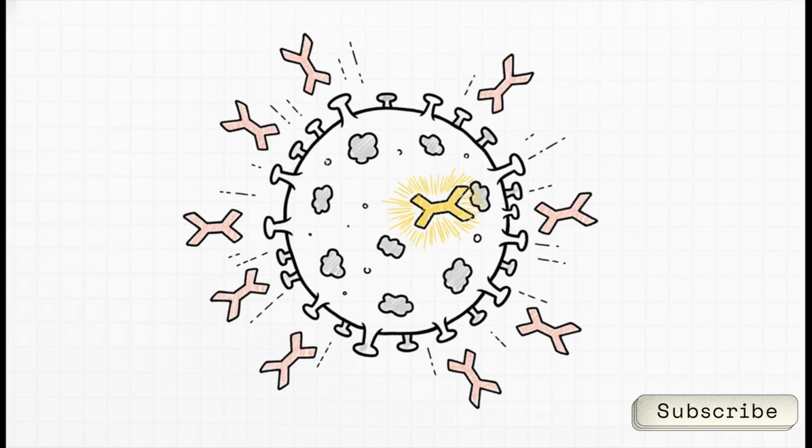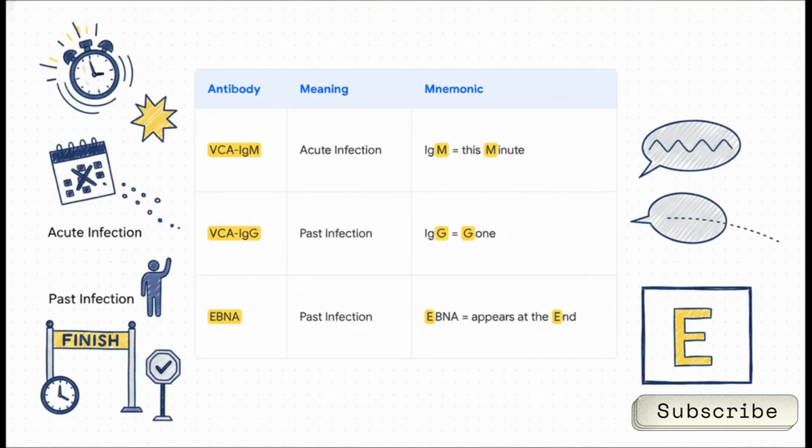Okay, but what if that screening test comes back negative, but you're still really suspicious? Or maybe you need to know when the infection happened. That's when you move to step 2, the confirmatory test. Now we're getting specific. We're going to look for antibodies made directly against EBV itself. And this table, you need to burn this into your brain. This is your cheat sheet for EBV serology.